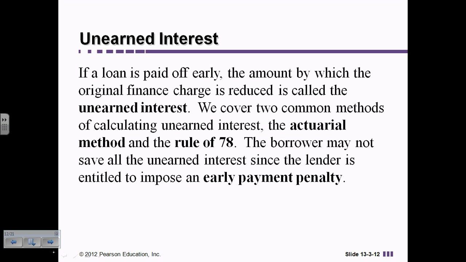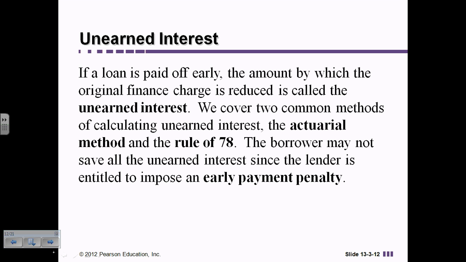So what do we do when a loan is paid off early? If the loan's paid off early, then we need to know how much unearned interest there is. I need to be able to get some money back, or change my last payment or something like that. There are two different methods that they use: the actual method, and the Rule of 78 method.